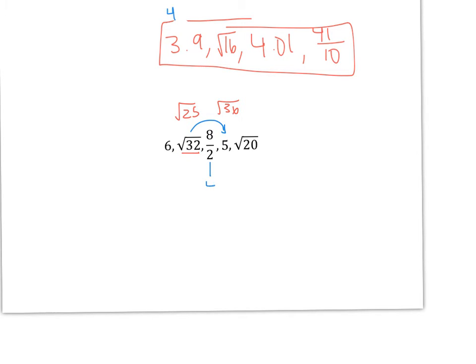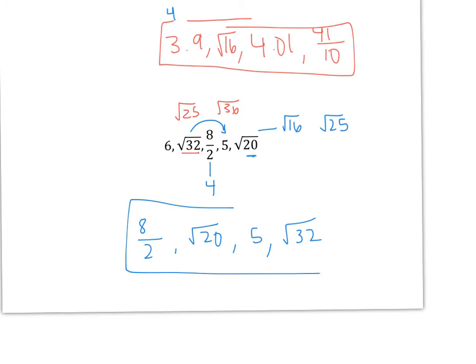8 over 2 can simplify to be 4. And then the square root of 20 is between the square root of 16 and the square root of 25. And it's kind of right in the middle, a little bit closer to 16. So we know that that's going to be 4 point something. So if we start to order these, 8 over 2 is the least. And then I see that the square root of 20, which is slightly over 4, would come next. And then 5. And then lastly, we said the square root of 32 would be 5 point something, which would be greater than 5. So this would be the order from least to greatest.